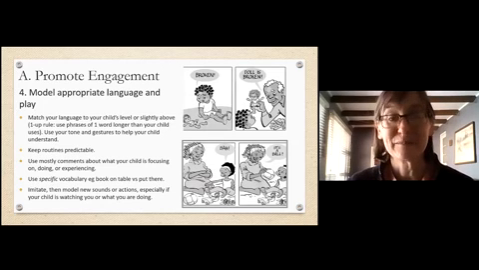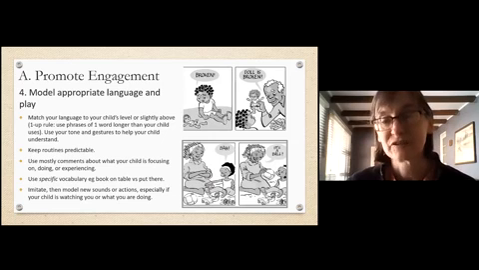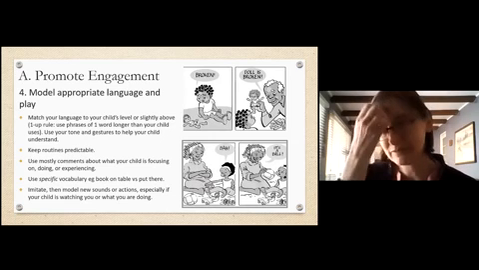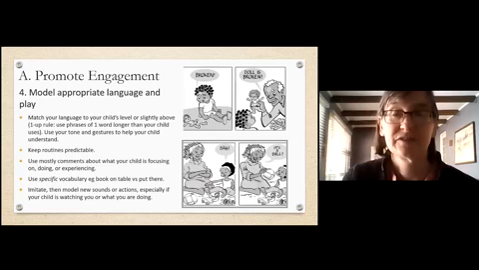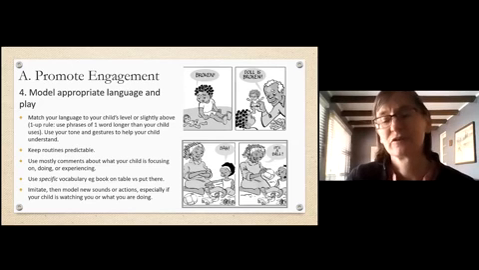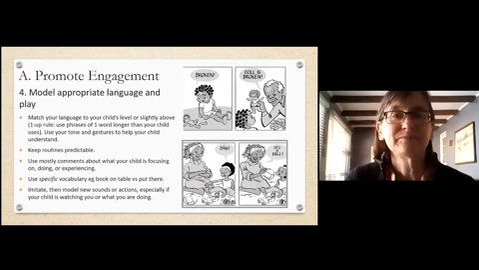And then again, the imitation part. Once you establish that social connectedness through imitating the child, you can then model new sounds or actions and see if the child will imitate you, or learn that, or use that action or sound the next time you're playing with those toys. So those are the strategies involved in promoting engagement.